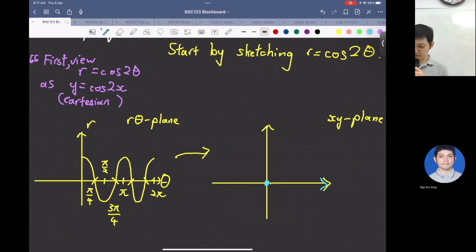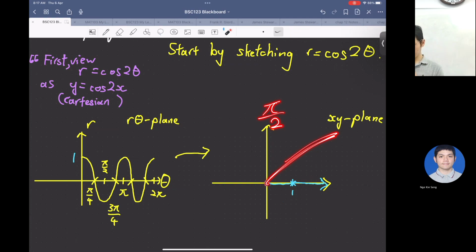So we start from 0. 0 is at radius 1, so we have a 1. And then what do we do? We move to pi over 4. Pi over 4 is somewhere here because pi over 2 is here, which is radius 0. So you need to move in.